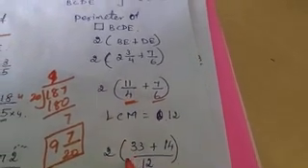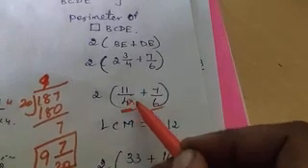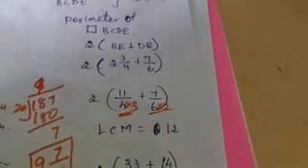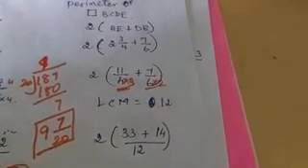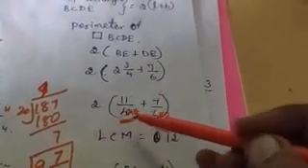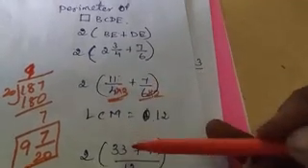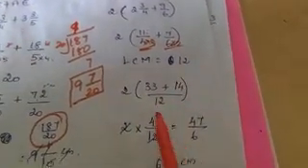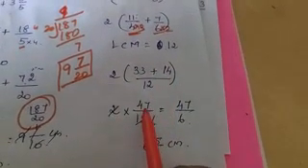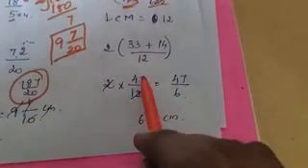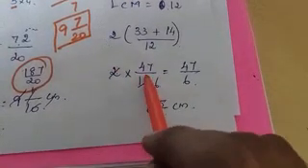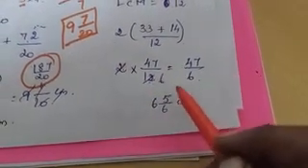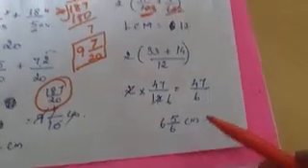So 4 should be converted to 12, which means I have to multiply by 3. 6 should be multiplied by 2, so that I get the denominator as 12. So the numerator also I have to multiply. 11 into 3 is 33 and 7 into 2 is 14. So now 33 plus 14 is 47 by 12, and 2 multiplies by this one, so I can cancel it: 2 and 12, 6. So 47 by 6.